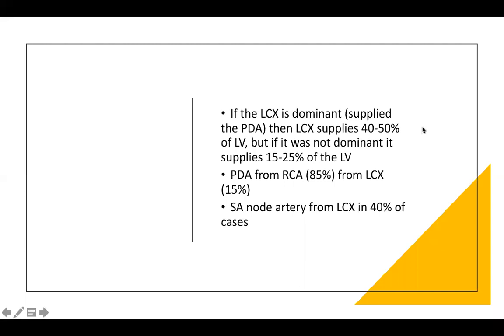So if the circumflex is dominant, in other words, it gave the PDA, which happens in 15% of the cases, then the left circumflex supplies around 40 to 50% of the LV. But if it did not give the PDA, so it is not dominant, it supplies only 15 to 25% of the left ventricle. PDA, as I mentioned, posterior descending artery, comes from the right coronary artery in 85% and from the circumflex in 15%. There is an important branch known as the sinoatrial node artery. It comes from the LCX in 40% of the cases.